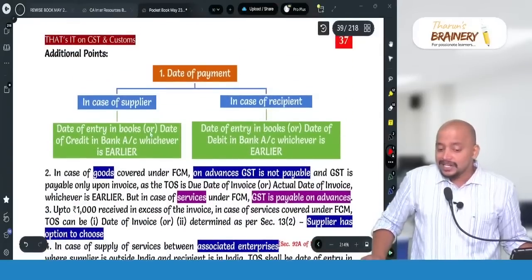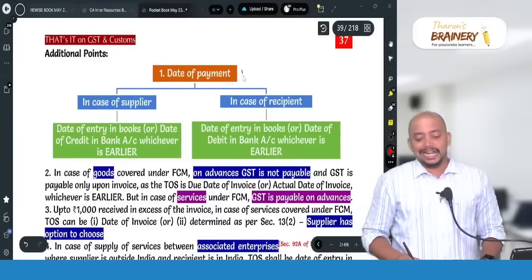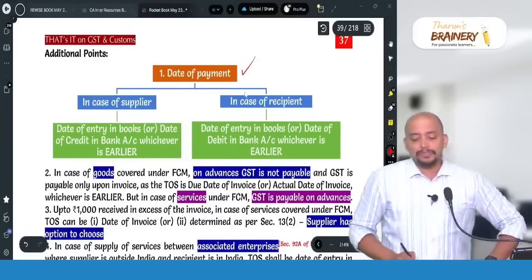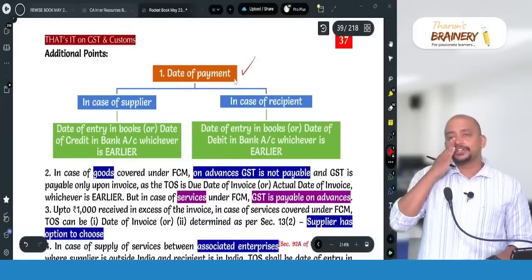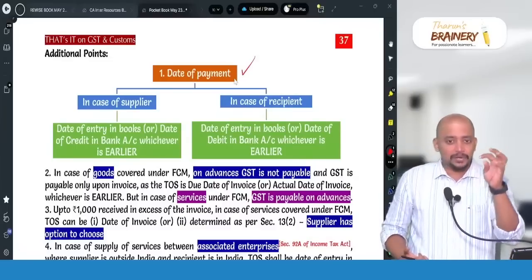Now, in relation to this, we have some additional points. First, what will be considered as the date of payment? Suppose from the supplier's point of view, the date of payment is the date of entry in their books or the date of credit in their bank account, whichever is earlier.